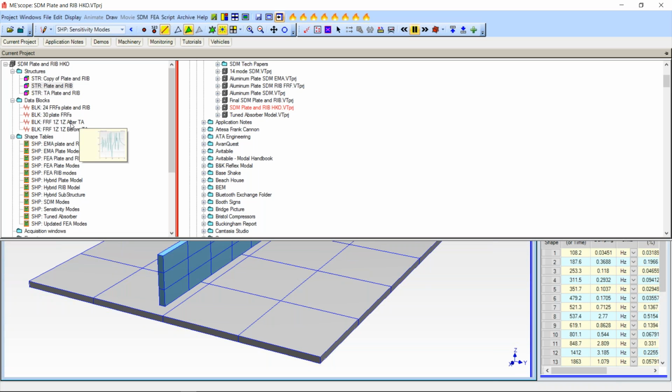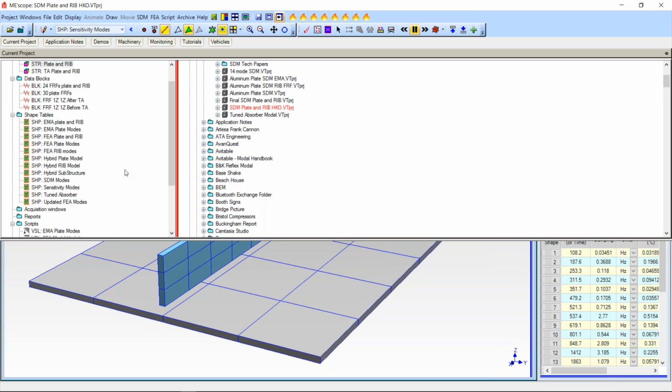Okay, well down here, these are some data blocks. Hopefully we'll get to that today, maybe not. This is some FRF synthesized from our modal model before the rib was attached and after. Not the rib, but the tuned absorber. Here's a bunch of shape tables. A shape table is just a couple of spreadsheets with the frequency and damping and the mode shapes in there, and we'll get to that. And then down here are some scripts.